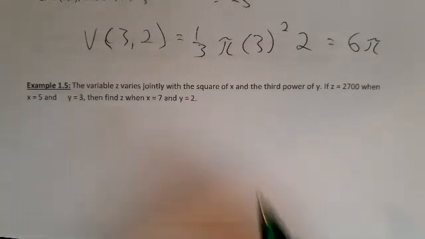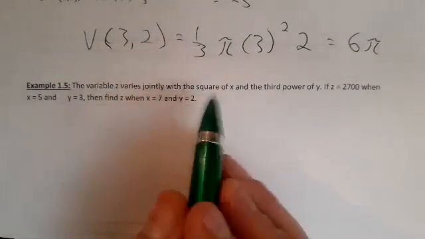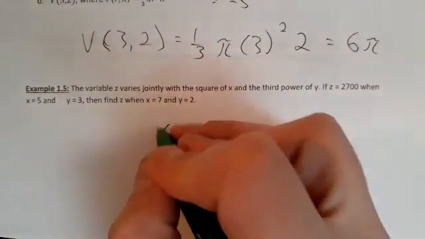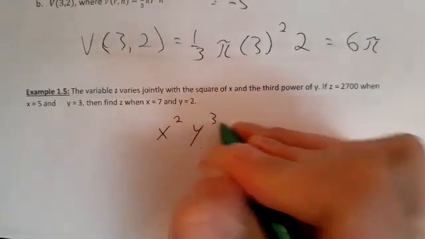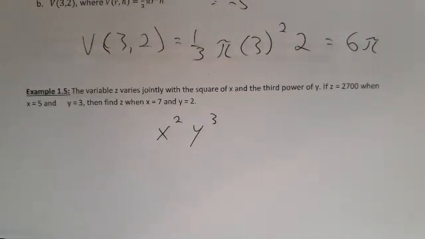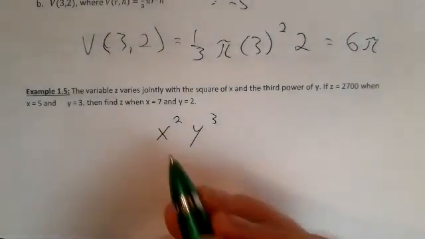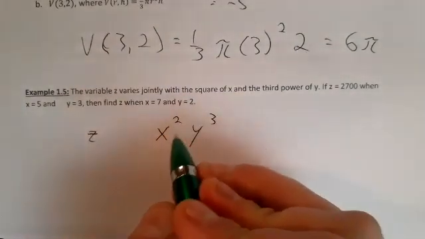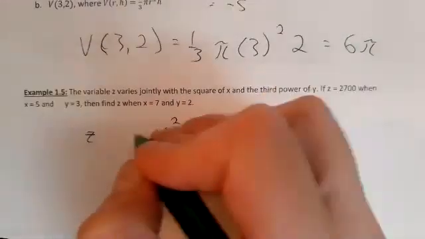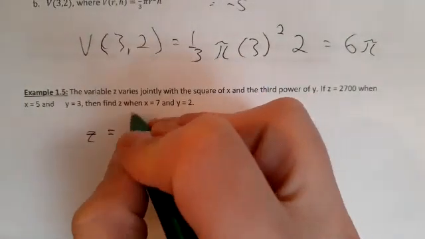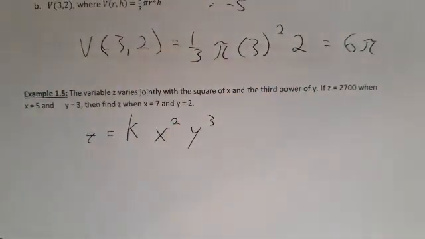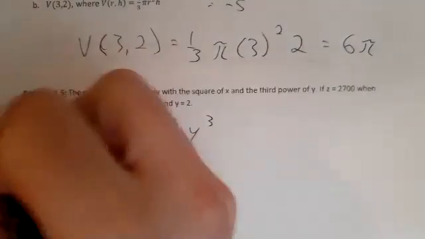I just want to go over this vocabulary a little bit and talk about what this means. Z varies jointly with the square of x and the third power of y. They're saying this varies with that, varies jointly. If we want to put these together, the way that they do it is through multiplication. About the only other thing here is there can be a constant of variation, and we need to figure out what our constant of variation is. This is the general form.